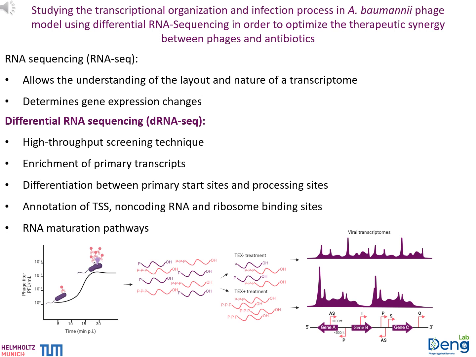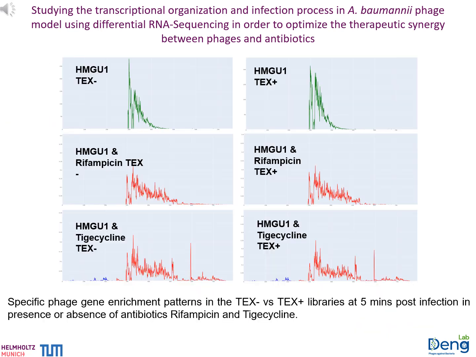So in this project, we focus on interactions between A. baumannii and its lytic phage HMGU1 in the presence of select antibiotics in order to study the potential synergy between phages and antibiotics. In the presence of antibiotics, the phage transcriptome looks different. Rifampicin is an antibiotic that inhibits bacterial DNA-dependent RNA synthesis by inhibiting bacterial DNA-dependent RNA polymerase, and tigecycline blocks the interactions with the ribosomal subunit 30S.